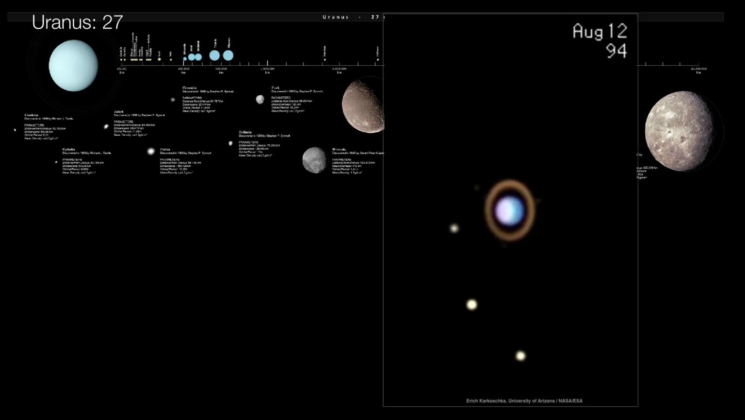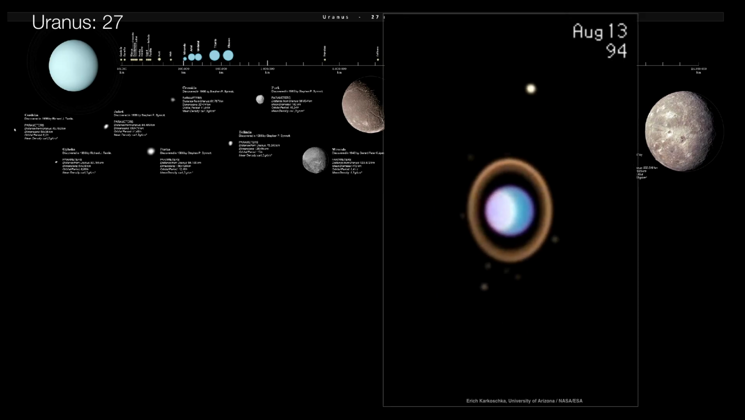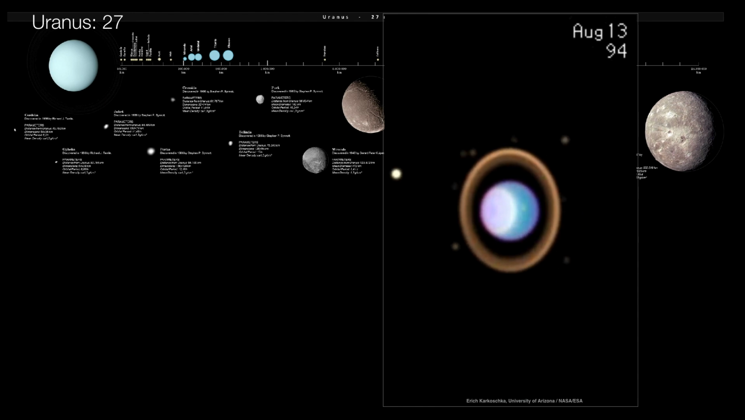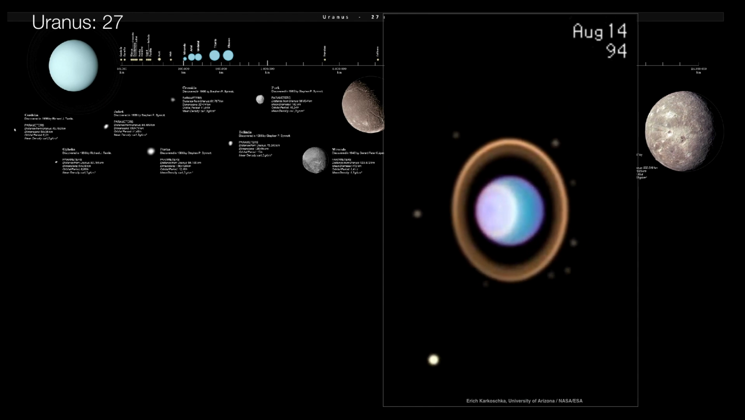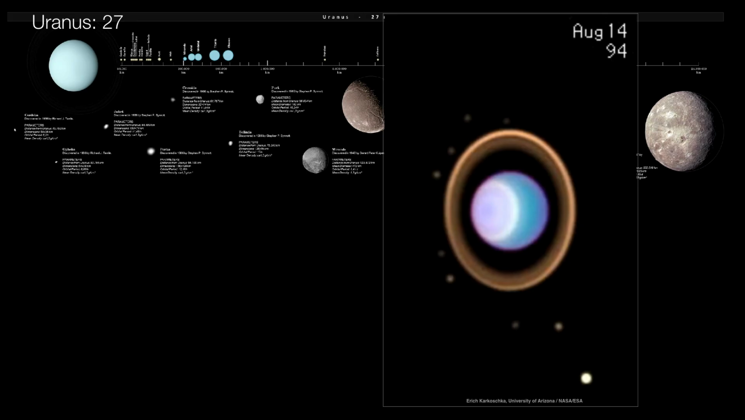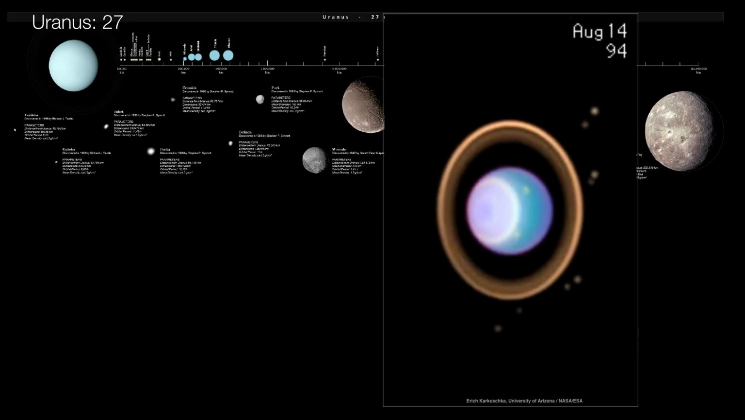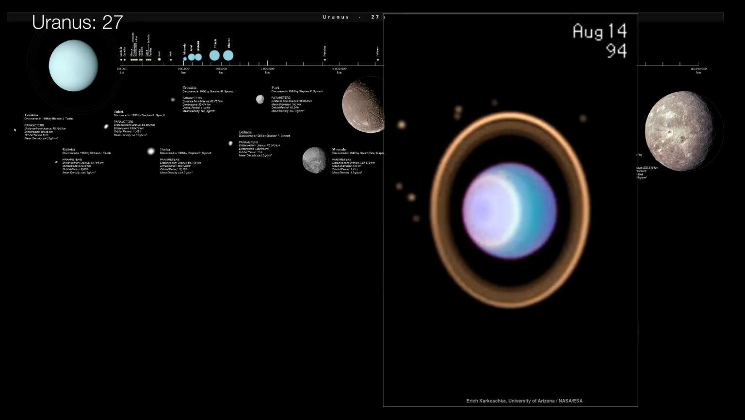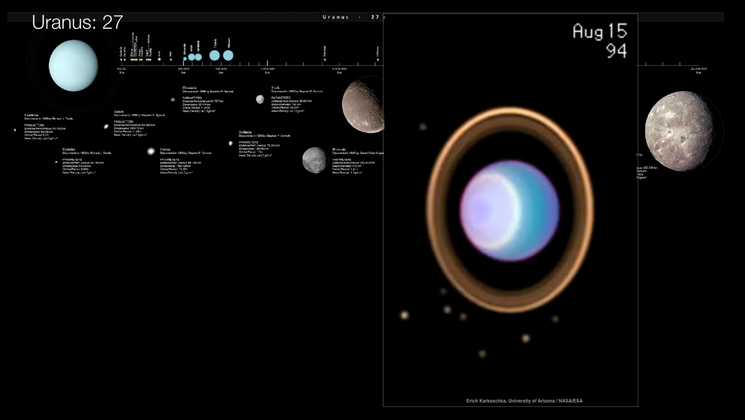Uranus has 27 moons, and you may recall from a previous video that Uranus is knocked over on its side. It has an obliquity of 98 degrees. However, this means that not only is Uranus rotating at 98 degrees, but its rings and its moons are also orbiting in that same knocked over plane. So the entire Uranian system is knocked over as well.